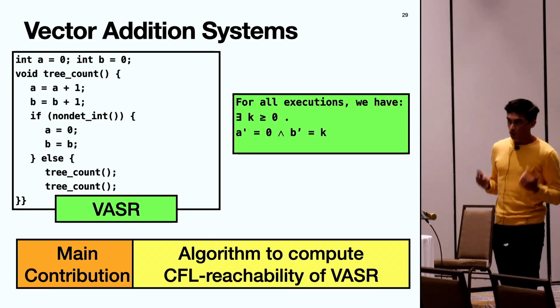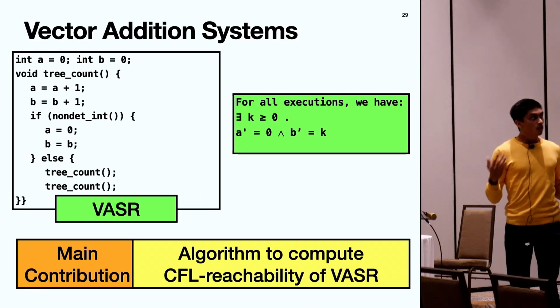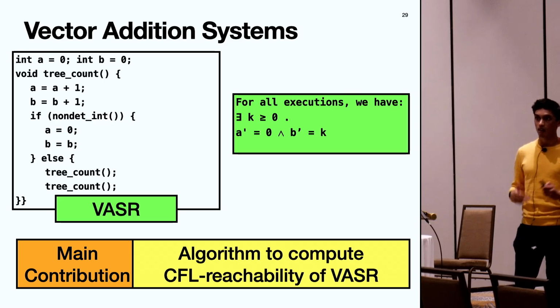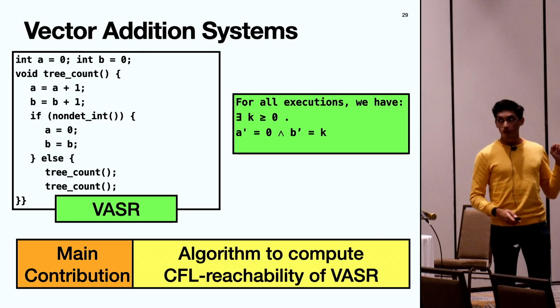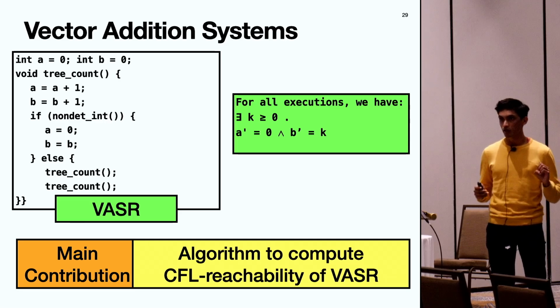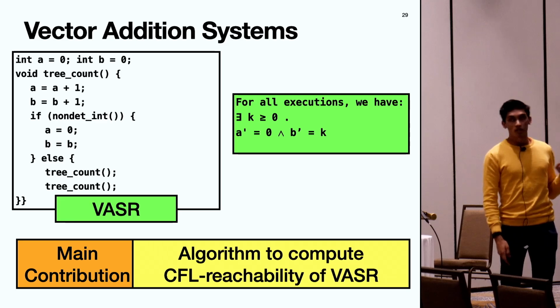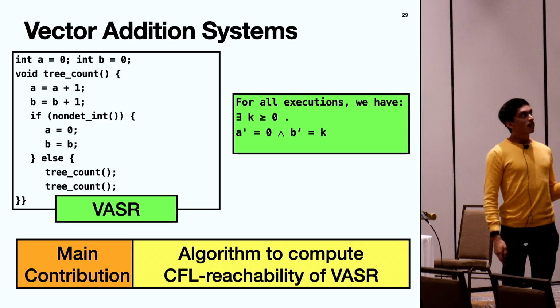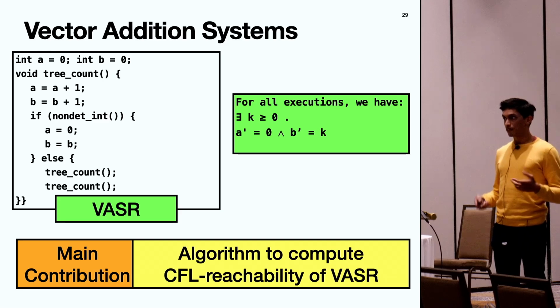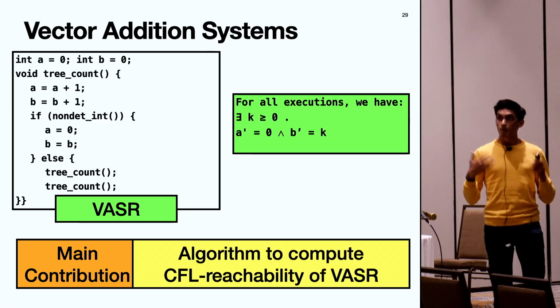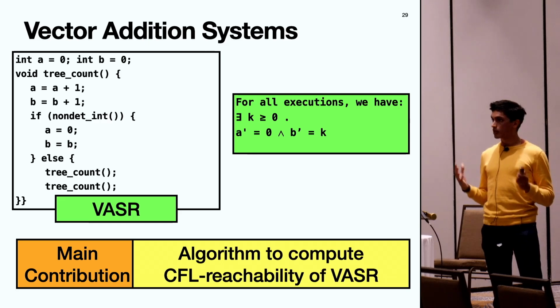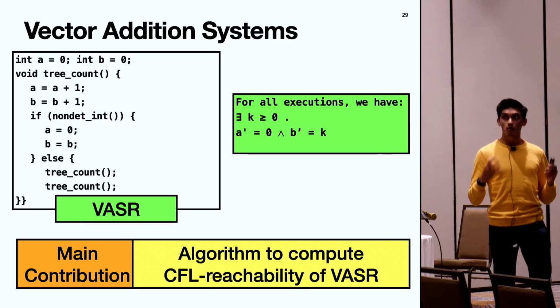The key contribution of my work is that we can compute the CFL reachability of VASR. So for this VASR, we can conclude that after any execution, we know that the A variable is going to be 0, and the B variable is going to be some non-negative k, where k represents the number of times that the tree count function is symbolically recursively called.